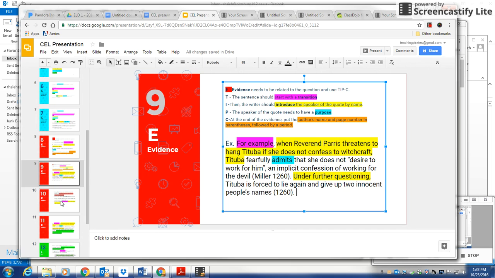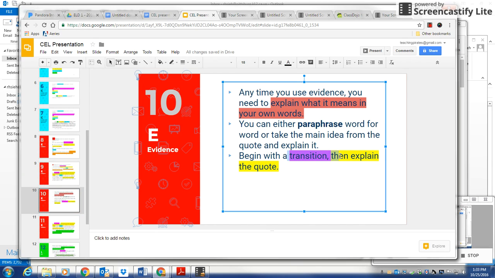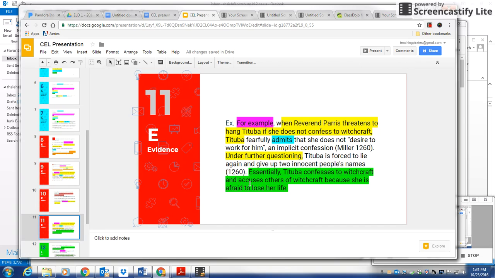So what do I do after the evidence? Anytime you use evidence, you need to explain what it means in your own words. You can either paraphrase it word for word or take the main idea and just explain it. Begin with the transition, then explain the quote. Let's see what I wrote. Essentially, Tituba confesses to witchcraft and accuses others of witchcraft because she is afraid to lose her life.